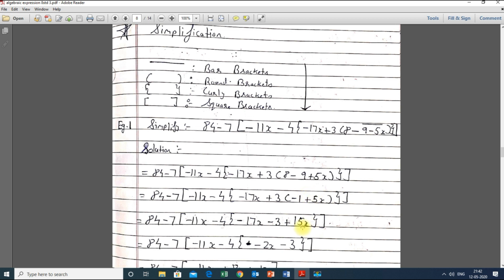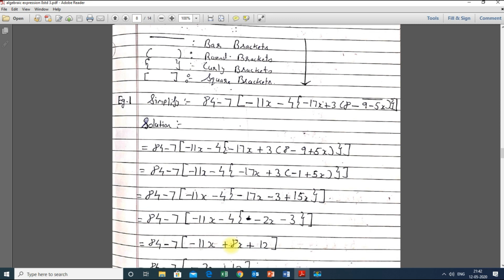Now next is the curly bracket. I will solve the curly bracket now. So can I solve something? Yeah, I can solve minus 17x plus 15x. That is minus 2x and minus 3 as it is. Again, there is 4 in multiplication. Therefore, 4 into minus 2x is minus 8x... because minus into minus is plus, and 4 into 2 is 8x. Again, minus into minus is plus, therefore plus, and 4 into 3 is 12, therefore 12 over here.